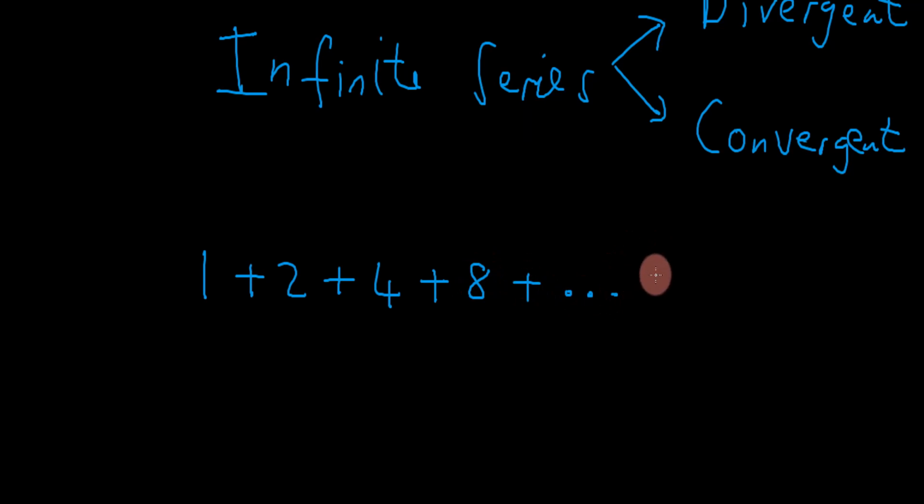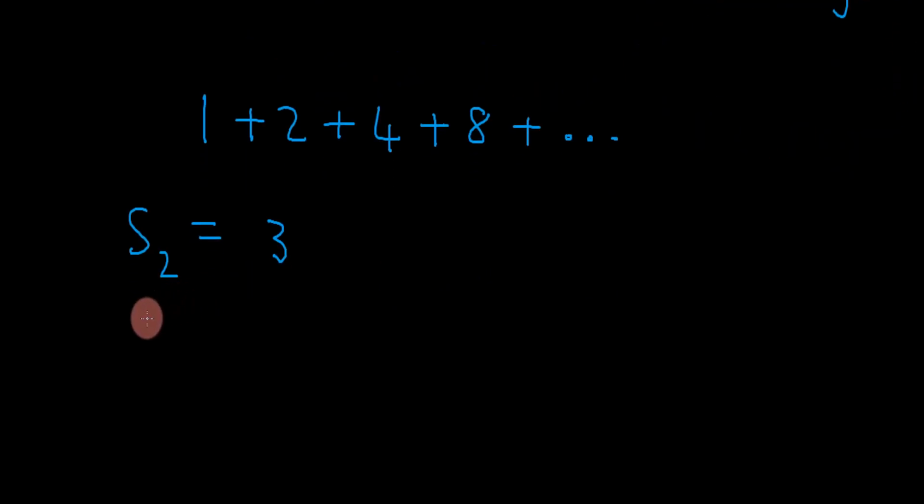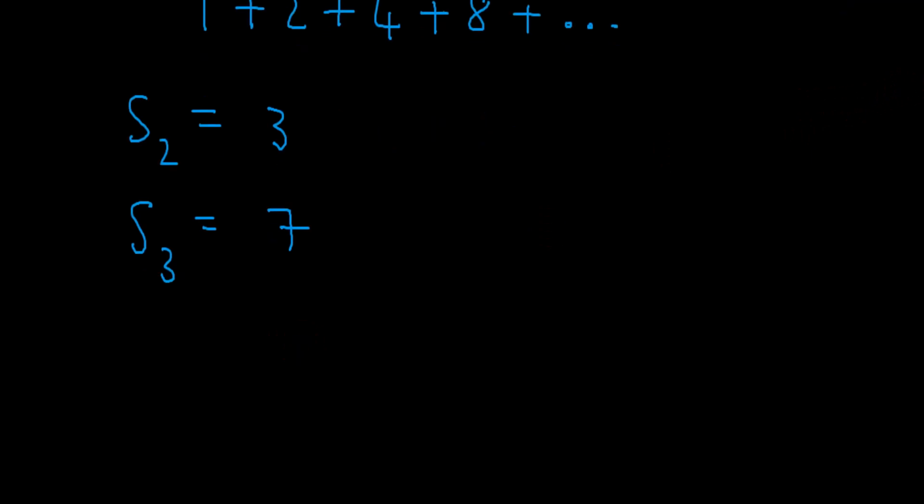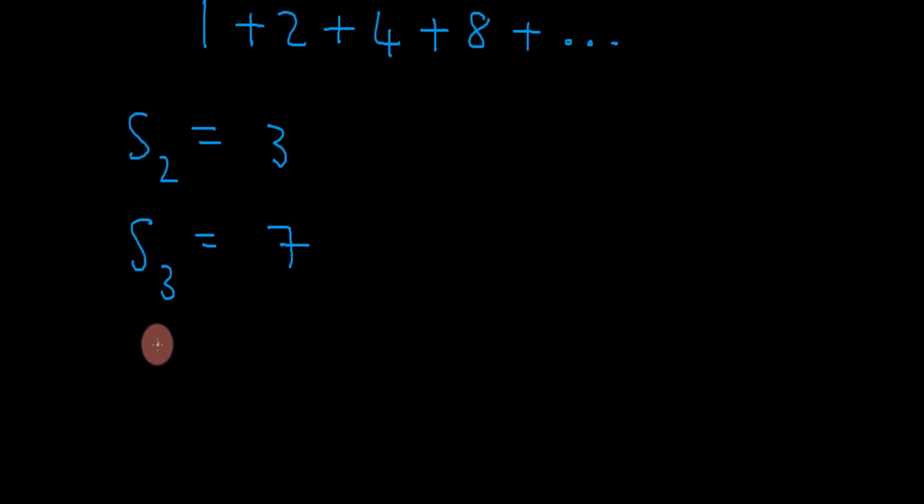Since we don't have a last term, it's an infinite series. Now, let's add the first two terms. So S2 will be 1 plus 2, which is 3. Then the sum of the first three terms will be 3 plus 4, which is 7. The sum of the first four terms will be 7 plus 8, which is 15, and so forth. And of course, we can keep on adding terms.